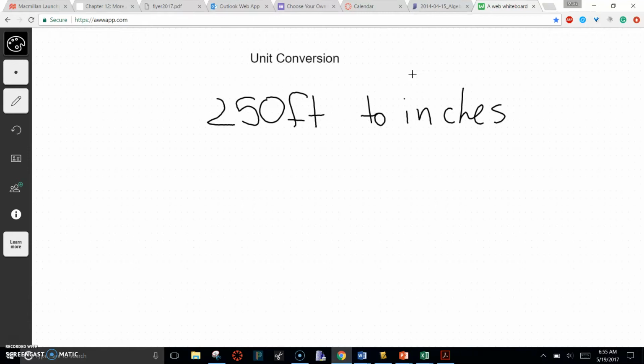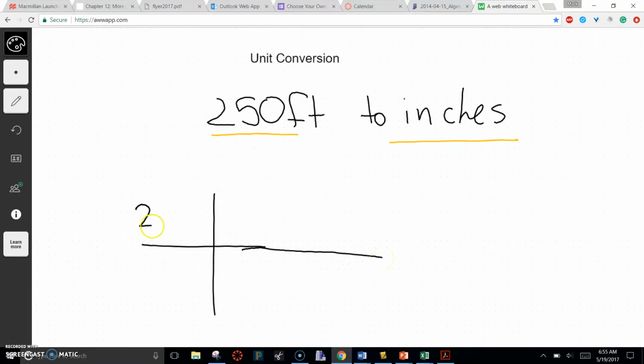So if I'm going to take 250 feet to inches, let's set up this little chart. And go, okay, I got 250 feet. And I would like to go to inches. So I'm going to put the unit that I would like to go to on the top with it.